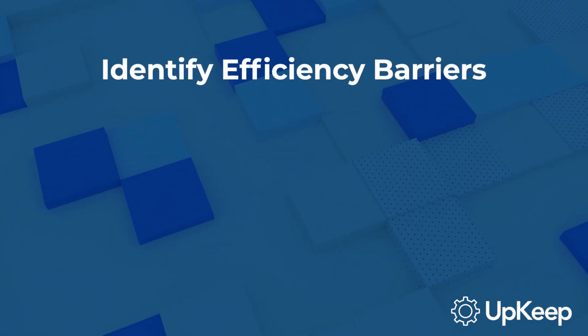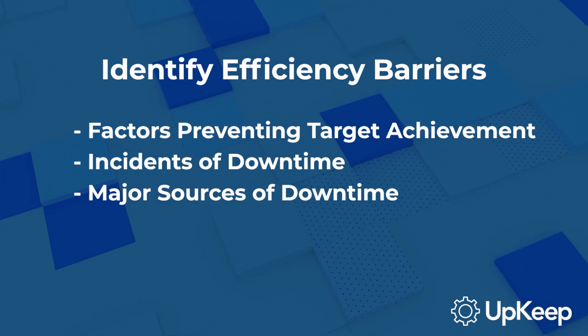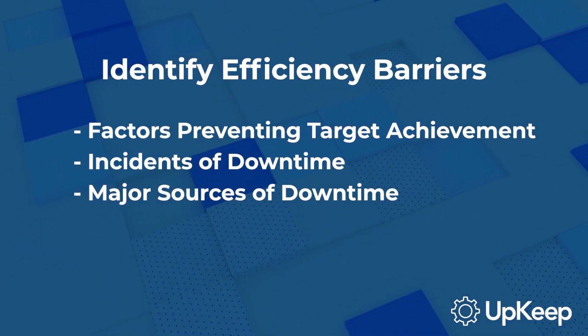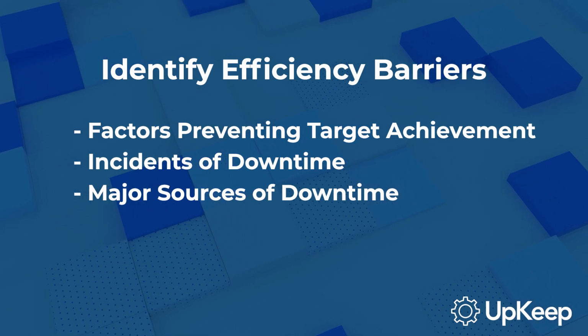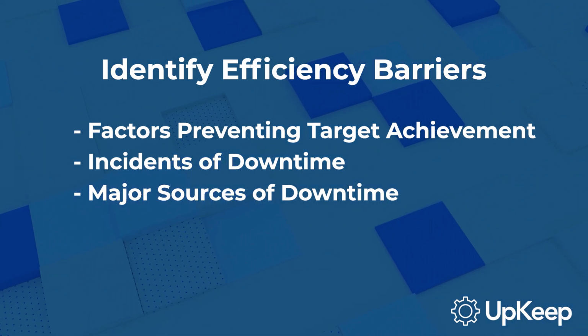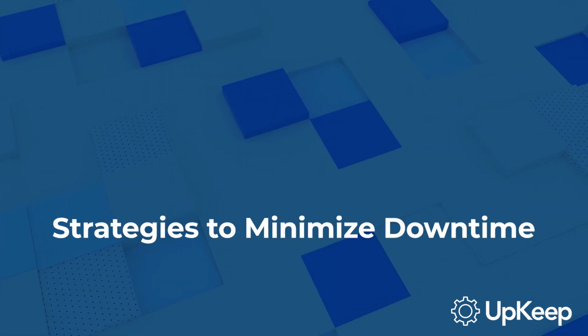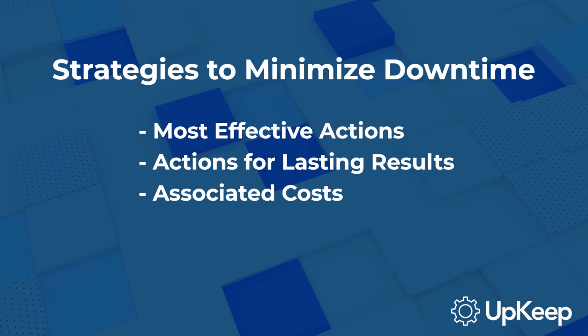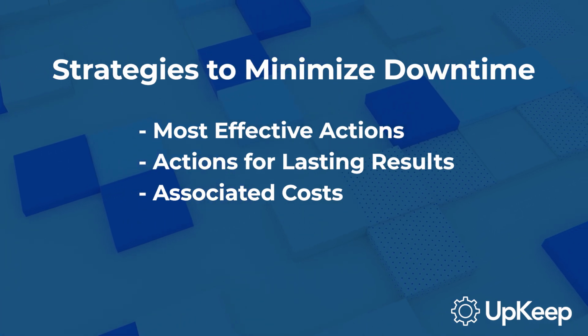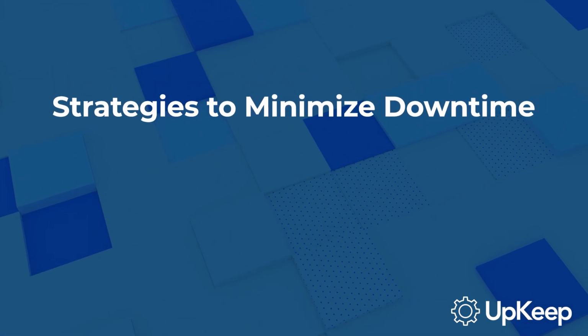As you work on improving your plant's production efficiency, ask yourself some key questions. What factors prevent us from hitting our production targets? What incidents of downtime do we experience? What are the greatest sources of downtime? What actions would reduce downtime the most? Which actions would produce lasting results? What costs would those actions incur?